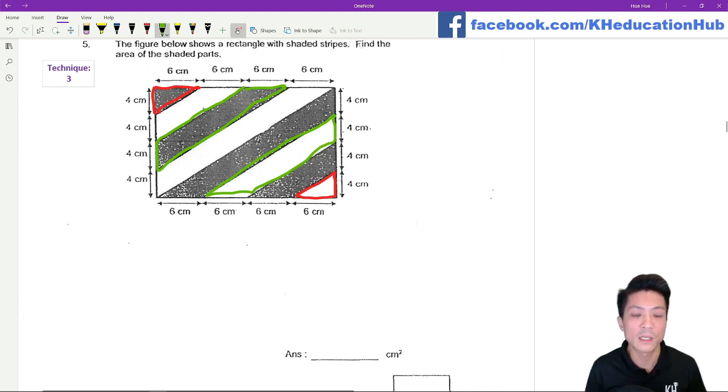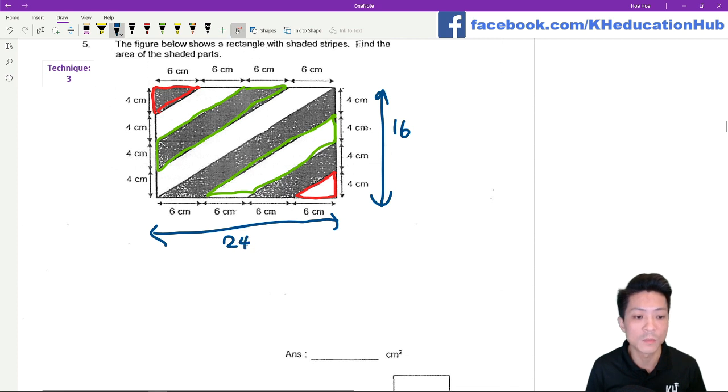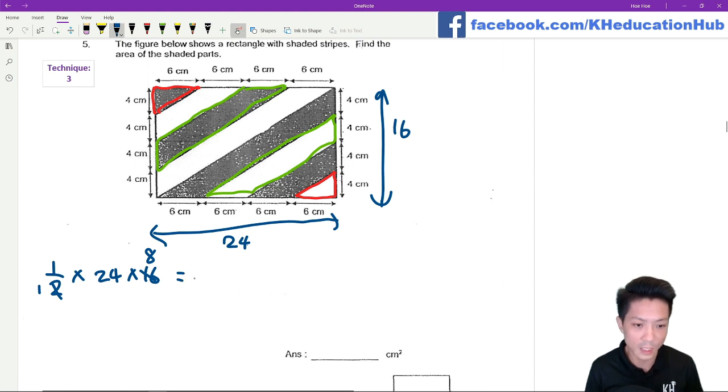Which means that basically half of this rectangle is shaded. The total over here is 16. Total over here is 24, which means that to find the area of the shaded part, we're gonna use half times 24 times 16, and reduce so that I can use 24 times 8, which is going to give me 192.